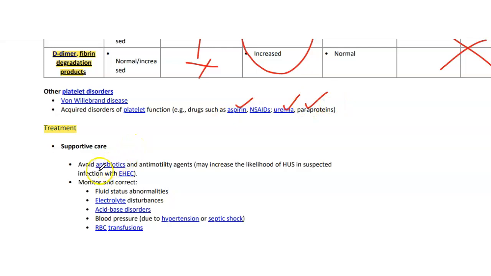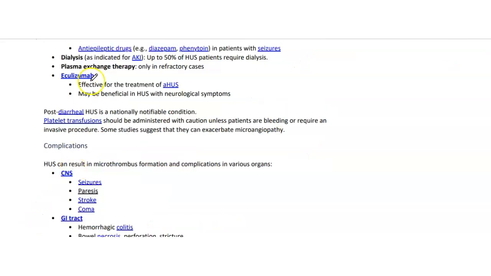Treatment: avoid antibiotics and anti-motility agents, as they increase the likelihood of hemolytic uremic syndrome in suspected infection with E. coli. Monitor and correct fluid, electrolytes, acid-base disorders, and BP, and RBC transfusion is given in case of severe anemia. Anti-epileptic drugs like diazepam and phenytoin are used in case of seizures. Dialysis can be indicated; up to 50% of patients with hemolytic uremic syndrome usually require dialysis. Plasma exchange therapy is only for the refractory cases.